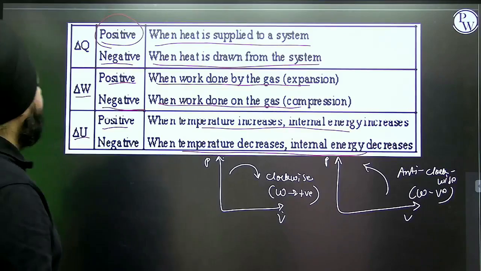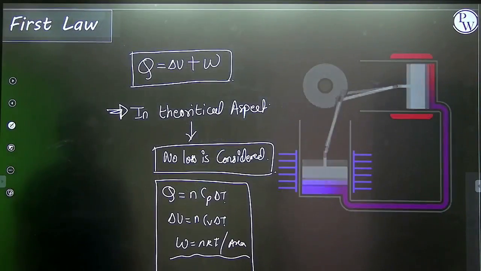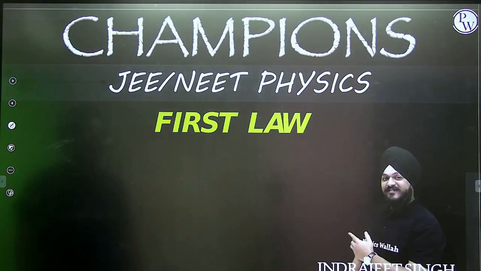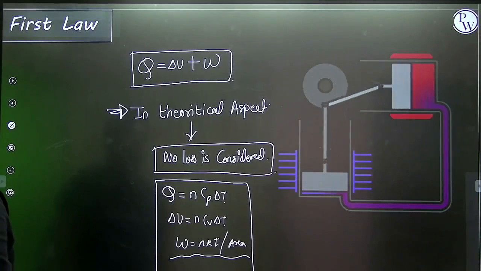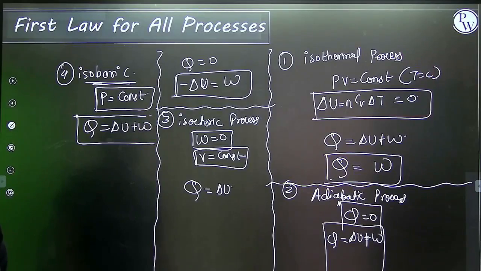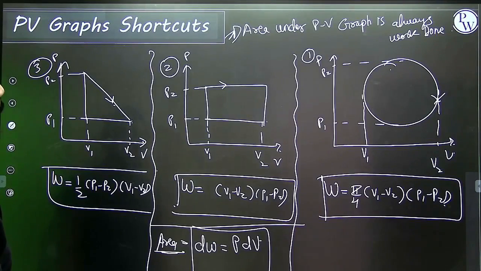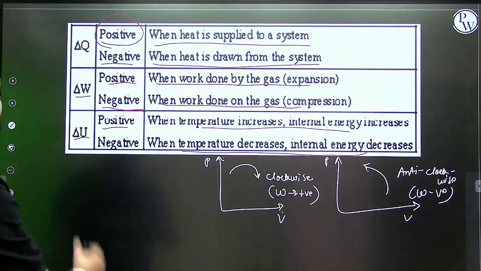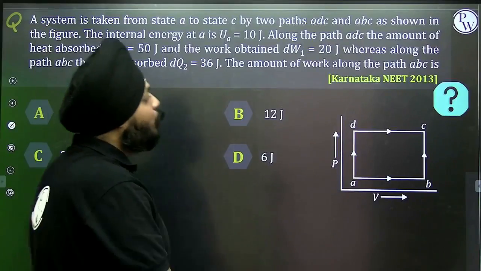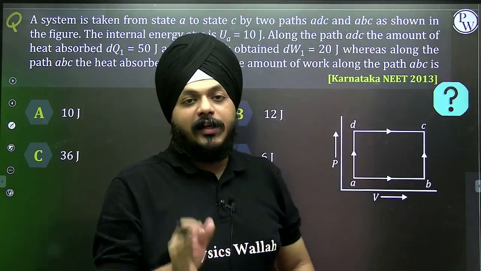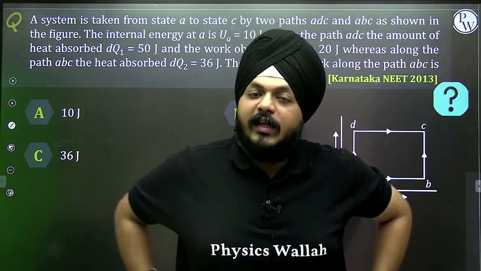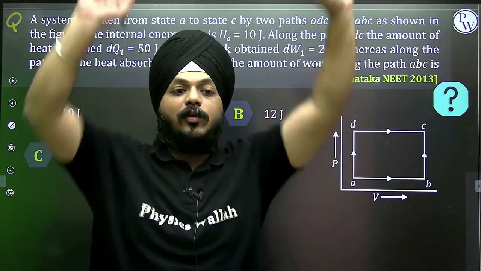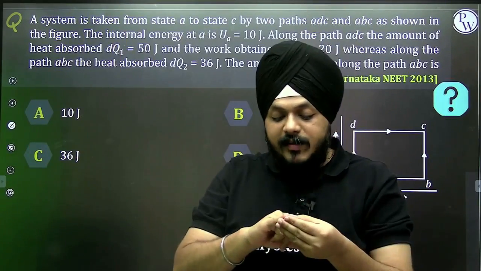So this is the first law of thermodynamics. First of all, we moved on to the definition of internal energy, then the first law, then the first law for all processes, PV graphs, some special PV graphs, and sign conventions. Now let's move on to some sums related to the first law of thermodynamics, and after that we will move on to the second law, the Carnot cycle and the respective efficiencies.